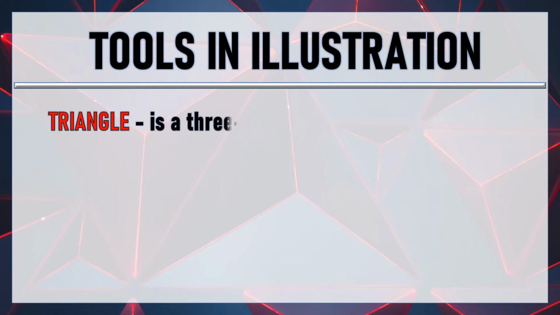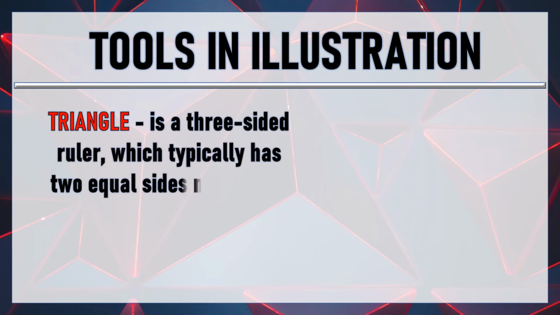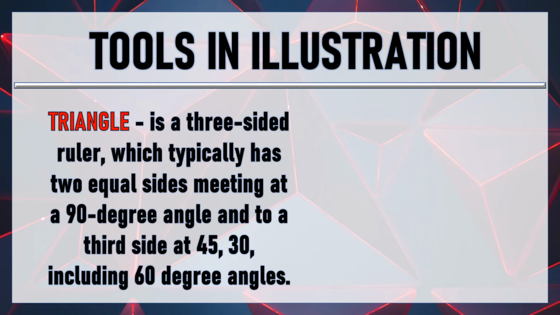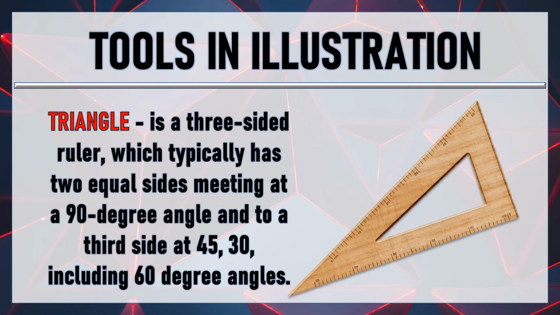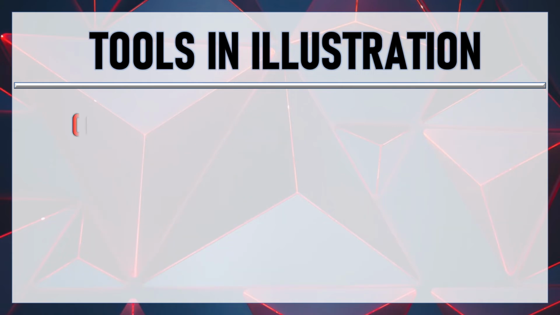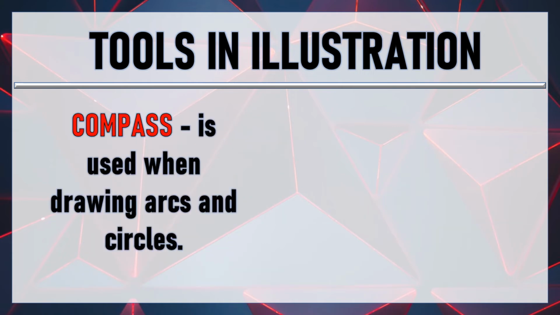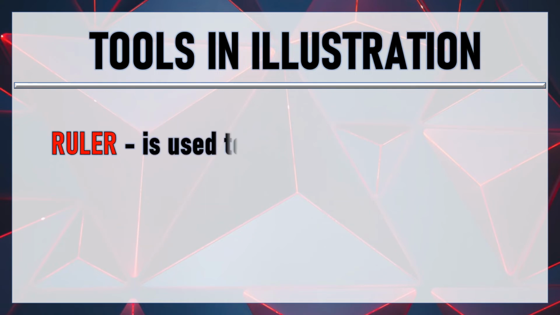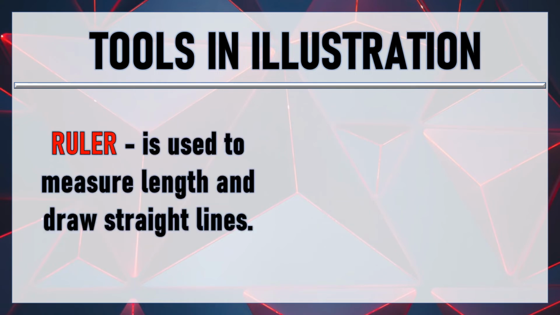You also probably need triangle, which is a three-sided ruler, which typically has two equal sides meeting at a 90-degree angle and to a third side at 45, 30, including 60-degree angles. If you want to draw arcs and circles, then you probably need a compass. If you want to measure length and draw straight lines, then a ruler is the right tool you could use.